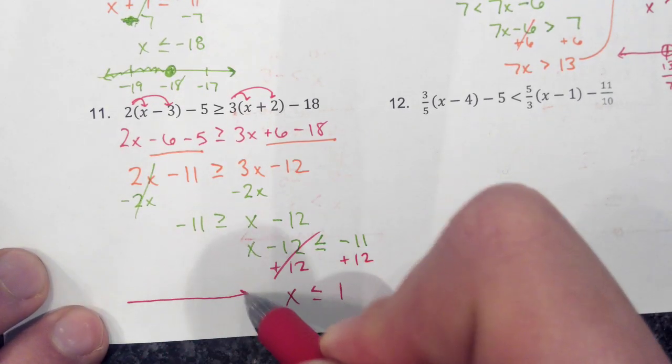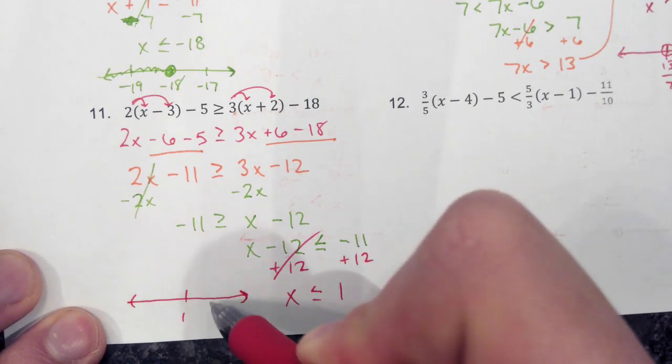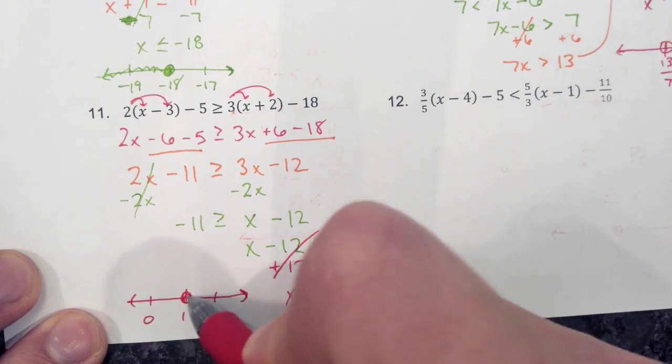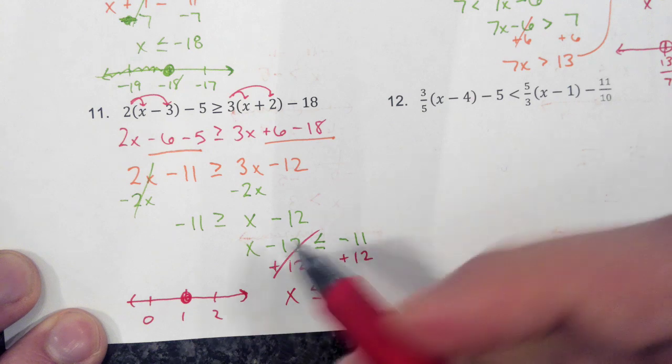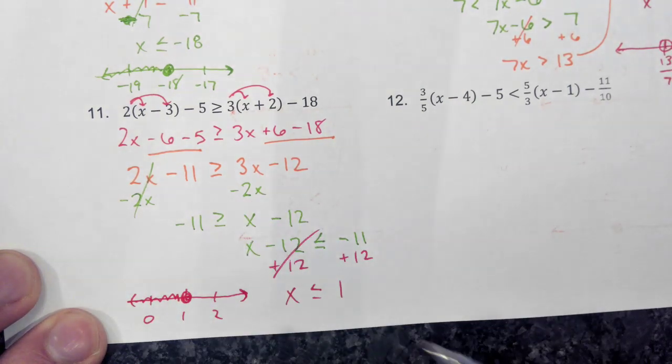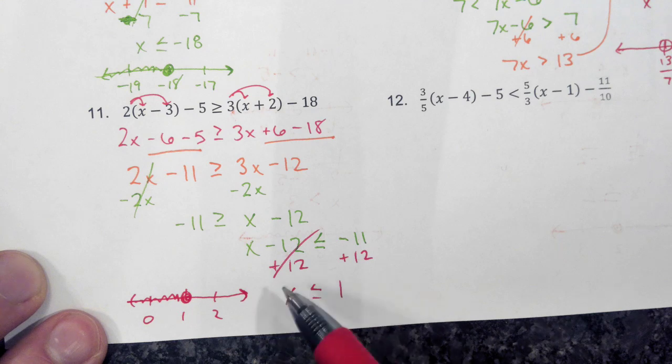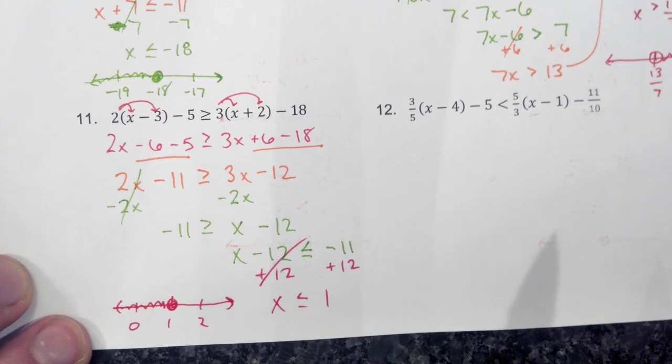Put that on a number line, I'll put it to the side over here. 1 goes in the middle, 2 and 0. I should have a closed circle on 1 because there's a line underneath, and it should be shaded to the left since my x is on the left side and my number's on the right side. Remember, if you solve it and your x is on the opposite side, it's going to make it harder to shade that graph. So make sure your final answer has your x on the left side.